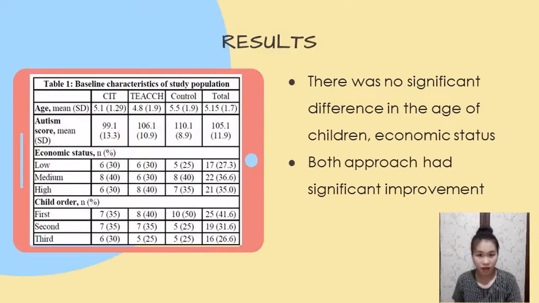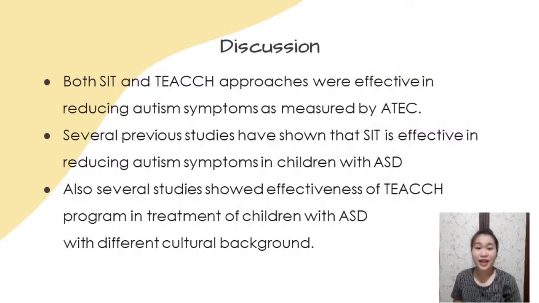This is the result. Table 1 shows a comparison of children's characteristics and the TEACCH scores at the baseline level. There were no significant differences in the age of children and economic status. The present study was the first study in Iran that compared the effectiveness of SIT and TEACCH, the two commonly used treatment approaches for children with ASD.